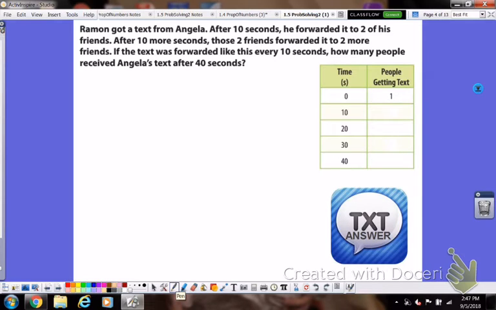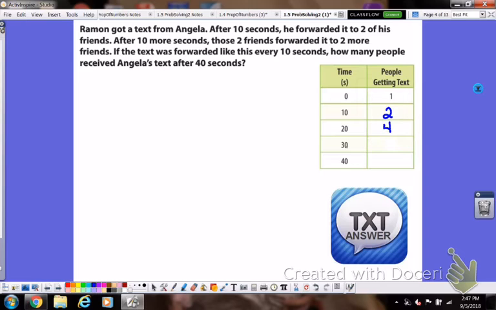So at 0 seconds, so at the very beginning, one person has this text. Raymond got 1 text from Angela. Now after 10 seconds, so filling in the second box, he forwarded it to 2 of his friends. So after 10 seconds, 2 people got that text. Now after another 10 seconds, these 2 people each forwarded to 2 more people. So we're doubling this. So after 20 seconds, 4 people got the text.